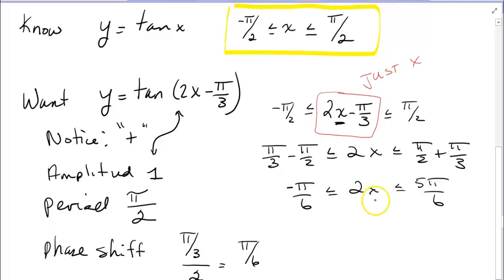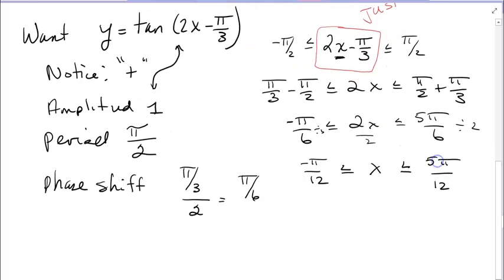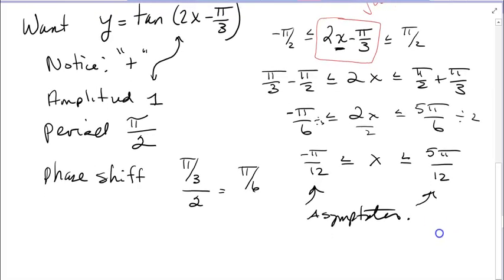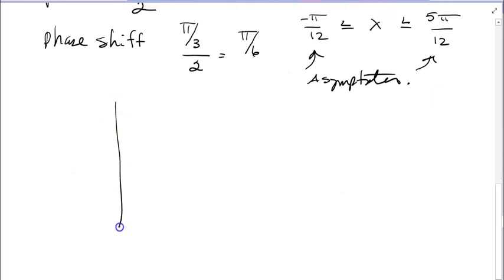Divide everything by 2. Dividing by 2 means you multiply by a half, so it actually is negative pi over 12 less than x less than 5 pi over 12. So here you go. These are where your asymptotes are for this new function.